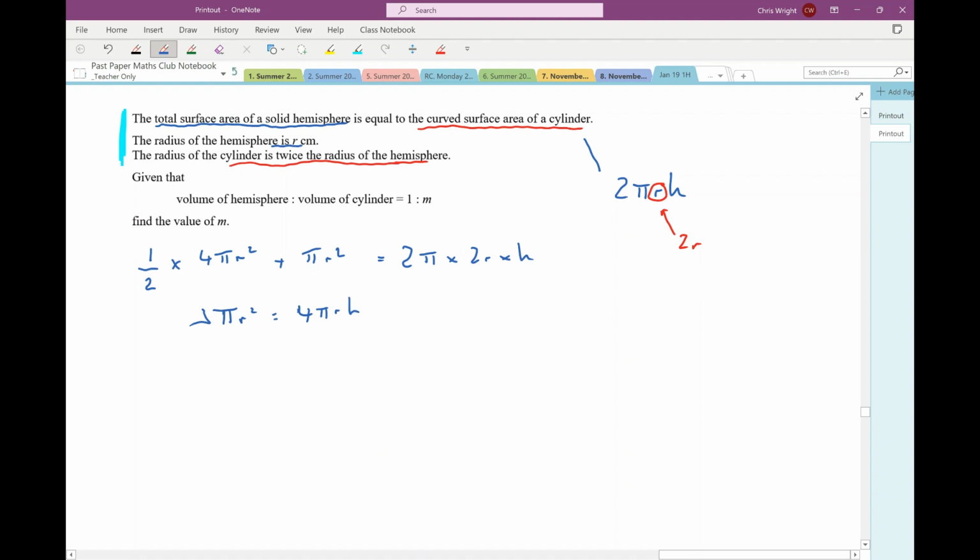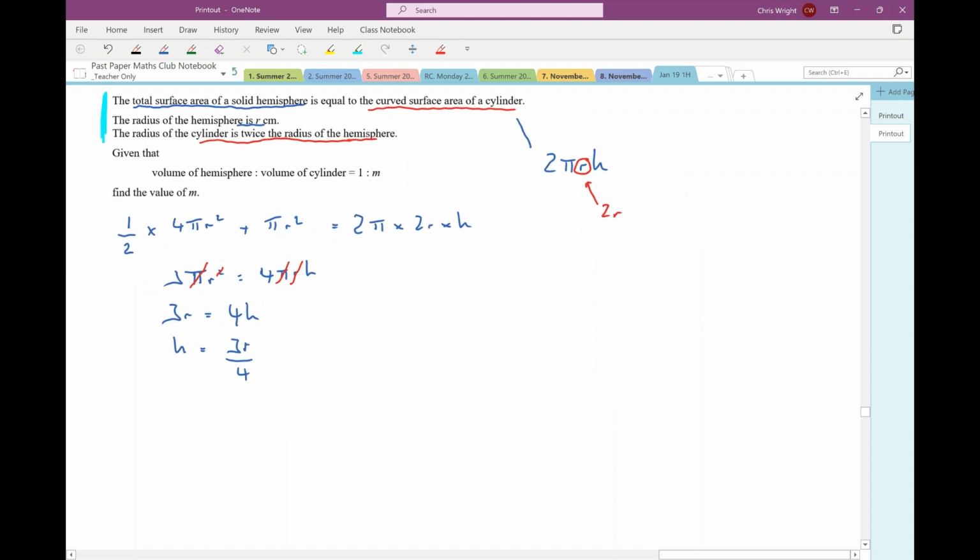All right, let's divide both sides by pi, and let's divide both sides by r. So that's going to mean that the r goes there, and instead of r squared it's just r to the power of 1. So I've got 3r equals 4h, which tells me h in terms of r. H is equal to 3r over 4.